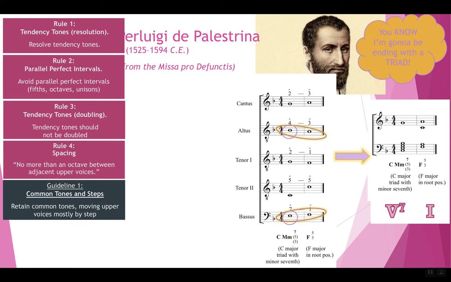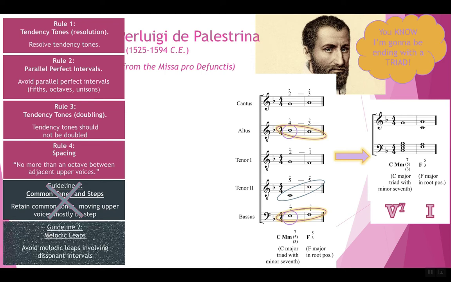Guideline 1, which we saw earlier: common tones and steps. Retain common tones, and move upper voices mostly by step, if you have to move them at all. Here there are no common tones. The C and the C, he's moved by an octave. So there he's kind of breaking the rule, he's moving a lot. But all the other voices are moving by step, up by step, down by step, down by step, up by step. So that one breaks the rule, but it's just a guideline.